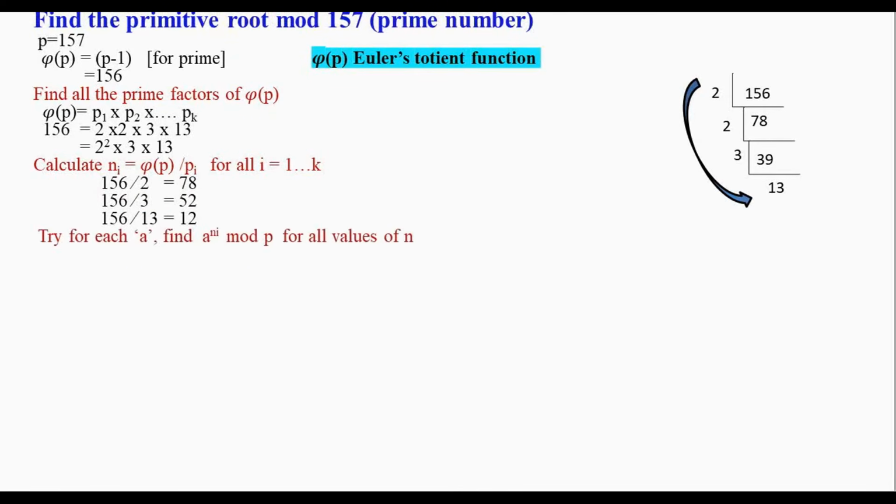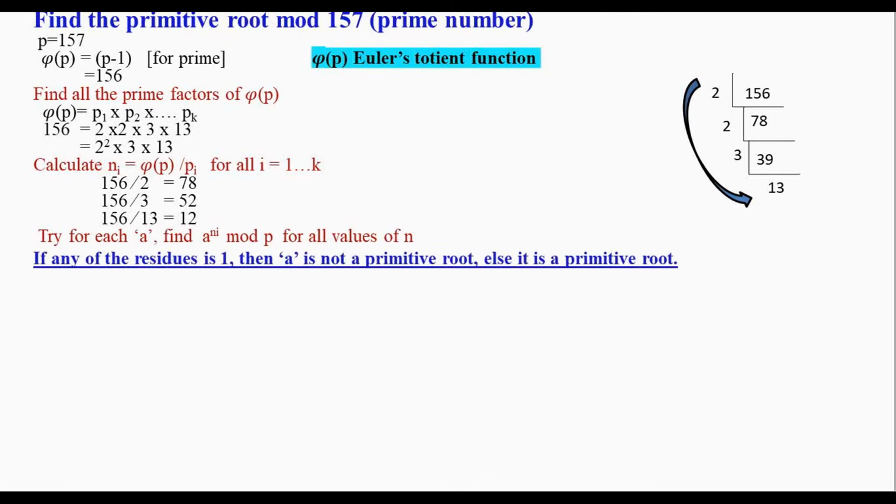The next thing is you have to try starting from 2 and any number less than 157. We are going to find out a power n_i mod p. And if any of the residues we get from mod p after applying the mod function is 1, then a is not a primitive root, else it will be considered as a primitive root. So let's check from 2.